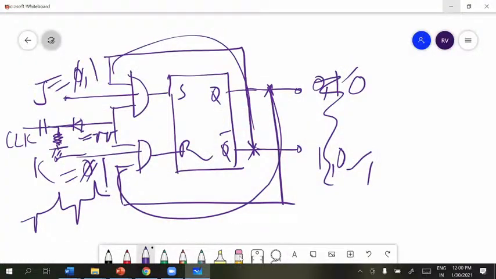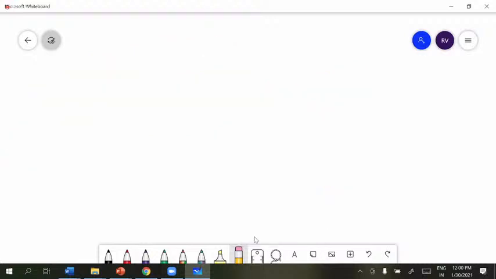Now we'll see the counter operation. Okay, we'll go to the counters design.